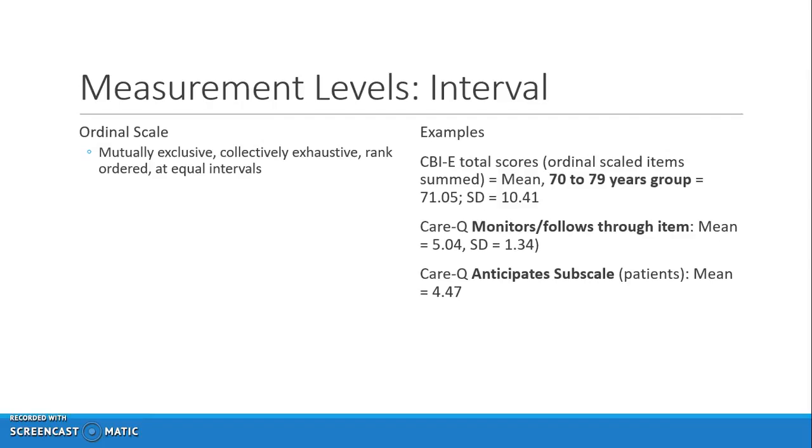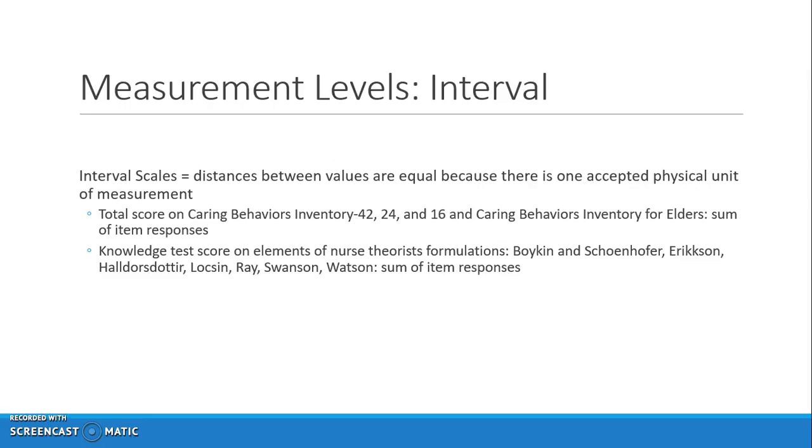There's some examples from the Caring Behaviors Inventory for elders with some statistics related to the data being summed, so it's interval level data. The same is true of the Care Q instrument, and also basically not only the monitors follows through item, but also the anticipates subscale item. So interval scales have this characteristic: mutually exclusive, collectively exhaustive, rank ordered, and here where you get into equal intervals. So there's a total score in the Caring Behaviors Inventory 42, 24, and 16.